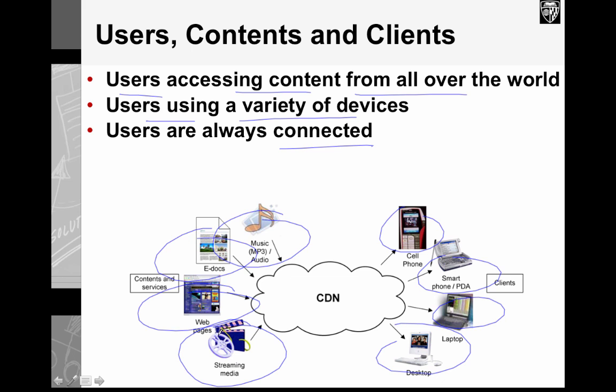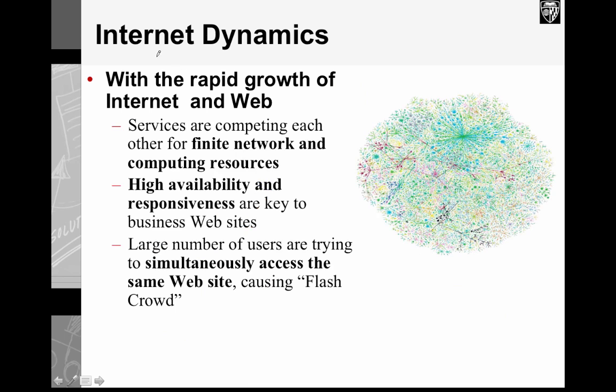If you look at the internet dynamics from a networking perspective, with the rapid growth of the internet, these services on the internet are really competing for the finite network and computing resources that we have, right? So there's only so many computers and there's only so much network bandwidth we have on the internet. And the reality is that high availability and responsiveness are really key to business websites. If your application is slow in performance, people are not going to come to your page. They're not going to visit your site.